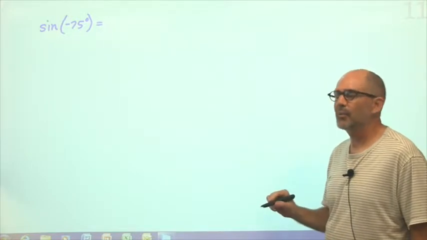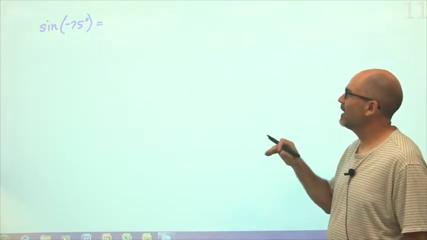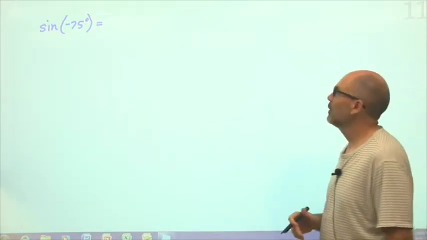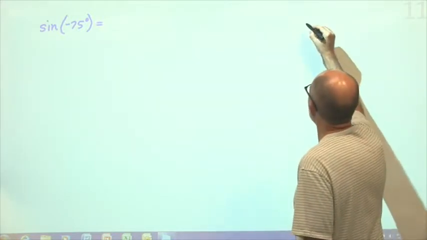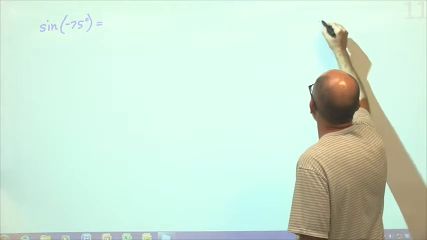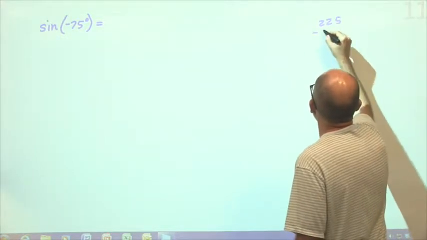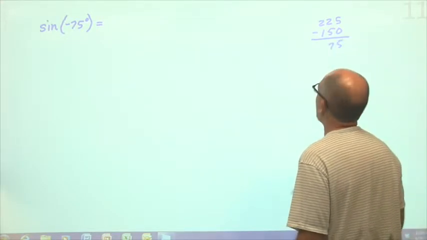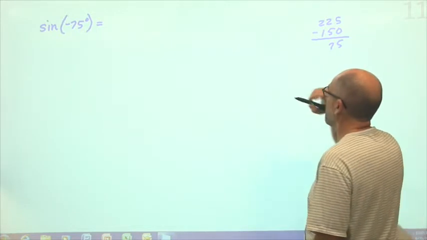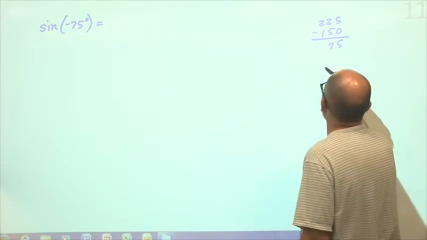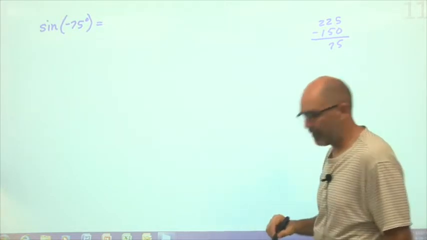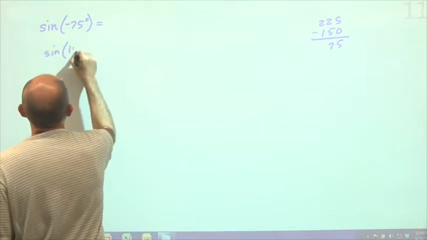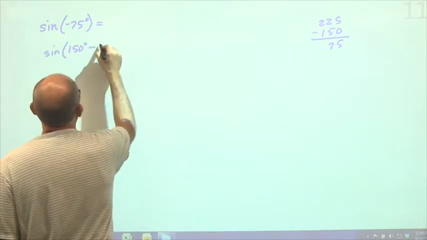Now what we need to do is find a sum or difference of angles that adds to negative 75. So one set of angles that I could think of is 225 minus 150. Now 225 minus 150 is 75 degrees. So that means if we want a negative 75, we need to go 150 minus 225. So sine of negative 75 equals sine of 150 minus 225.